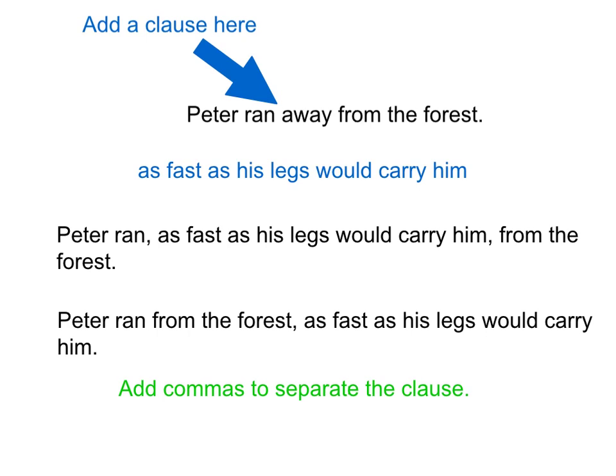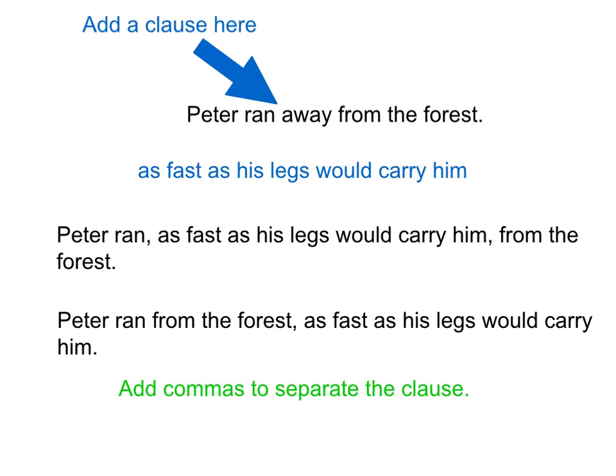Now, when we're adding a clause to the verb, we don't necessarily have to put the clause right next to the verb. Here's our verb ran, and our clause comes directly after it, and then the rest of the sentence is finished off here. But in our second example here, ran is here, but we've gone to the end of the simple sentence, and then we've added our clause onto the end of it. It still makes sense that way. So Peter ran from the forest as fast as his legs would carry him. That's still a clause about the verb, but it doesn't have to be right next to the verb.